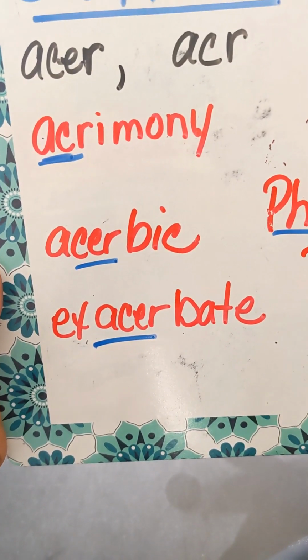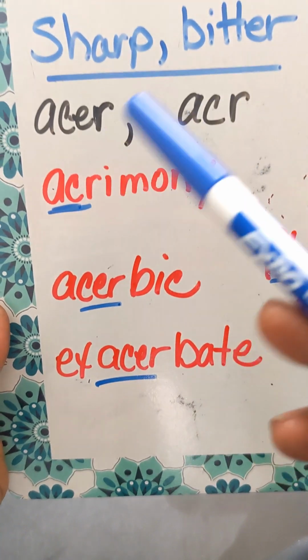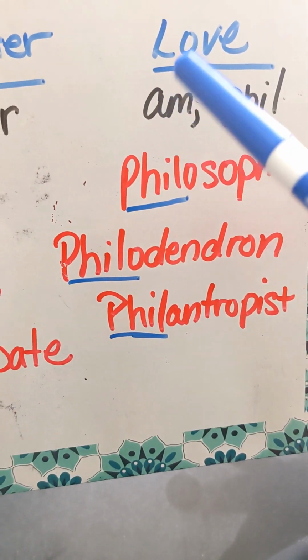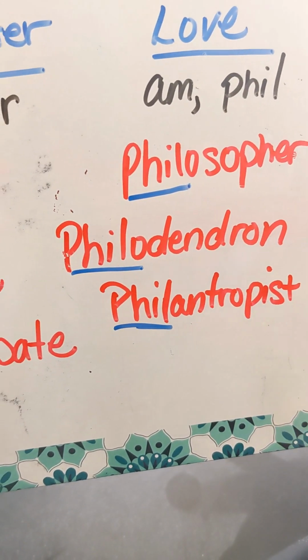Okay? All right, y'all. So now that we've talked about the sharp and bitter and given our examples of both, we can move on to love. Come back for part 2, y'all.